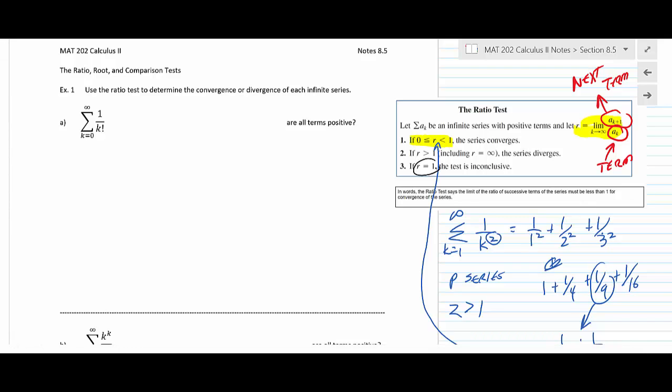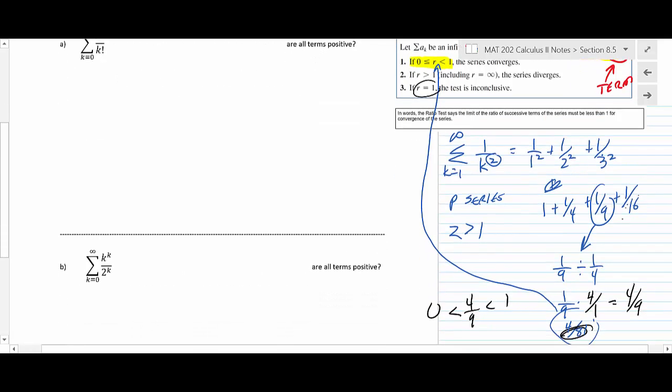See, if you went through and did this, another way to look at this, if you did the next term, like if you did the ratio of 1/16 to 1/9, if you ended up doing that, you would just have 9 over 16, and so forth. So that value is always going to be between 0 and 1. That's why it converges. Okay?